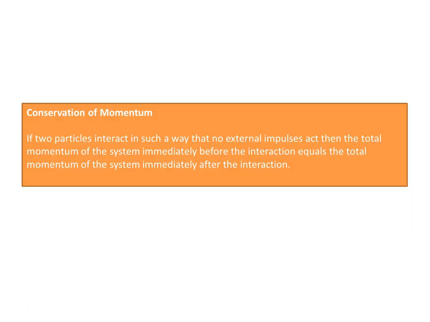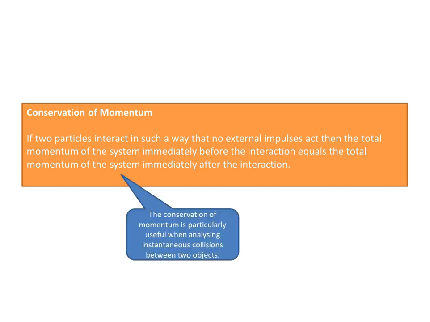Conservation of momentum states that if we've got two particles interacting in such a way that no external impulses act, then the total momentum of the system immediately before the interaction equals the total momentum of the system immediately after the interaction. And this is particularly useful when we're dealing with the collision between two objects.